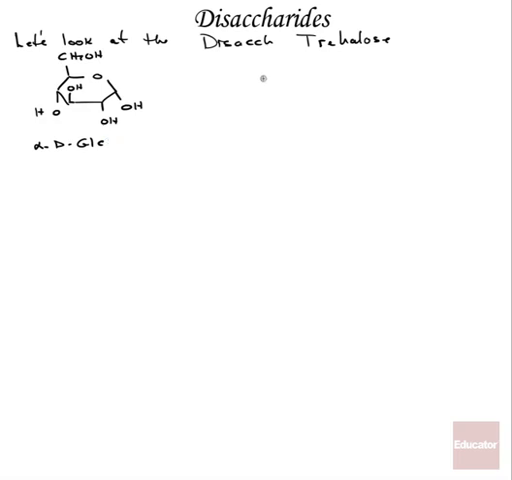Now we are going to connect it to another alpha D glucose. Down, up, down. Okay. So this time, they're connected. The number 1 carbon is connected to the number 1 carbon. How are we going to show that?